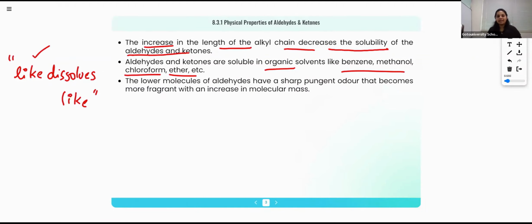Okay. The lower molecules of aldehydes have a sharp pungent odor that becomes more fragrant with an increase in molecular mass. When the number of carbon atoms increases, the fragrance will increase.